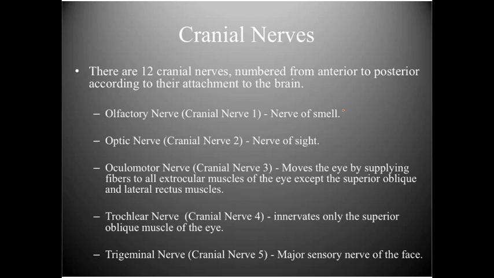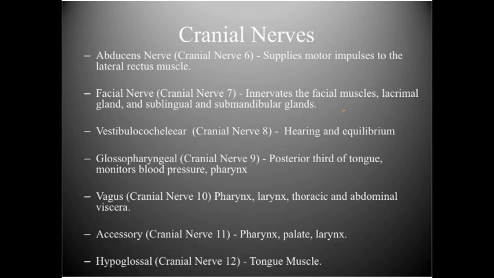Cranial nerve 3, excuse me, is the oculomotor nerve, which moves the eye by supplying fibers to all extraocular muscles of the eye except the superior oblique and lateral rectus muscles. The trochlear nerve is cranial nerve 4 and innervates only the superior oblique muscle of the eye. Cranial nerve 5 is the trigeminal nerve, which is the major sensory nerve of the face. You've probably heard of trigeminal neuralgia, and that is where this stems from, cranial nerve number 5.